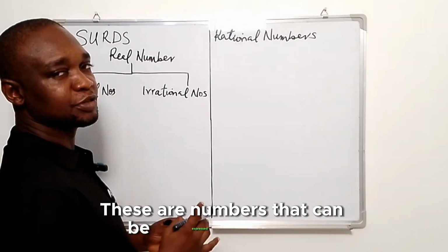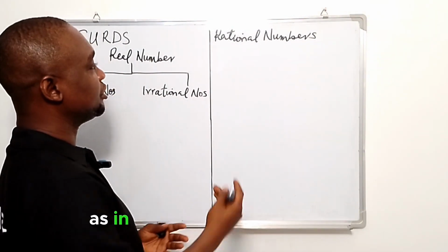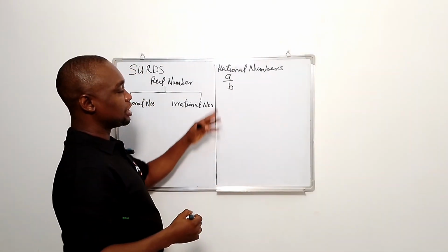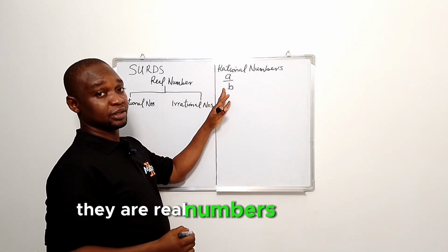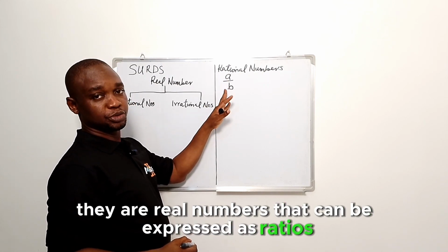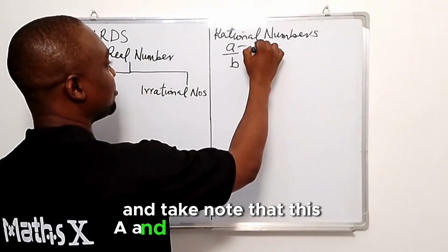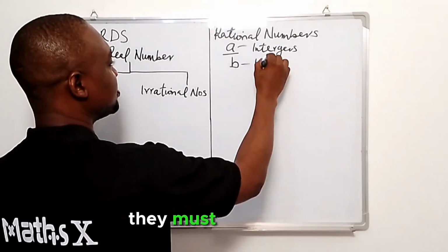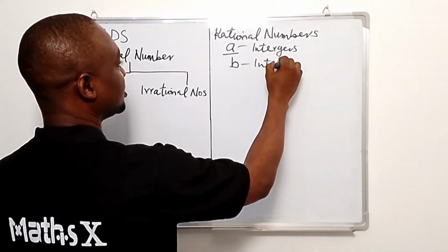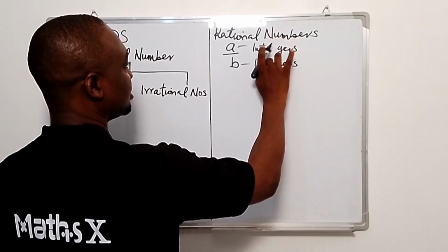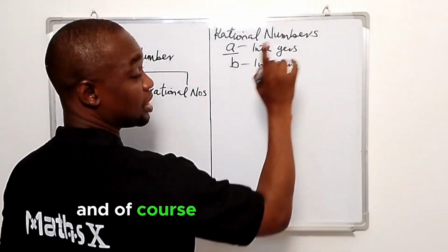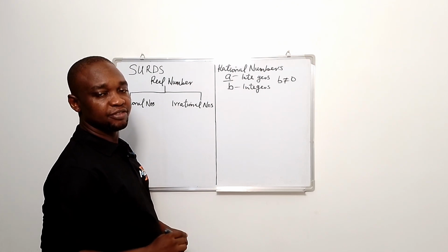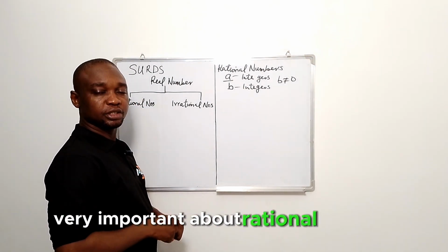These are numbers that can be expressed in ratios, as in ratios of possibly A over B. So rational numbers are real numbers that can be expressed as ratios. And take note that this A and B must be integers. Very important, they must be integers. And of course, another rule is that B must not be 0. Very important about rational numbers.